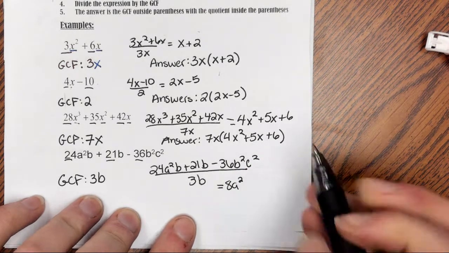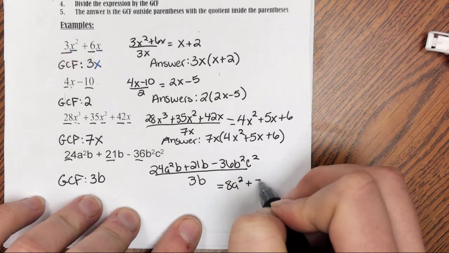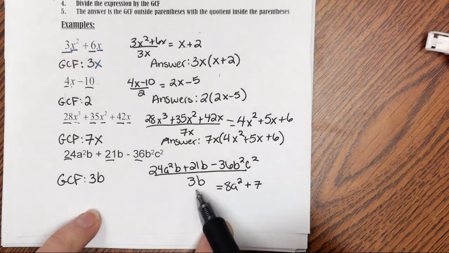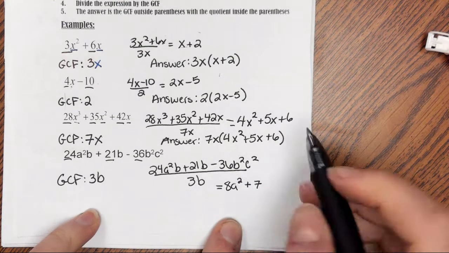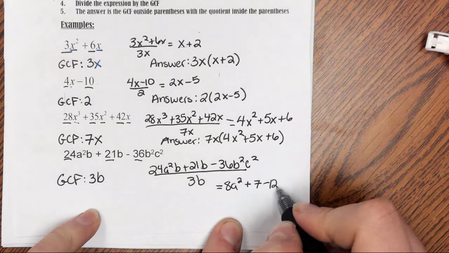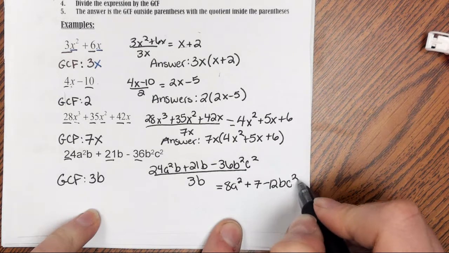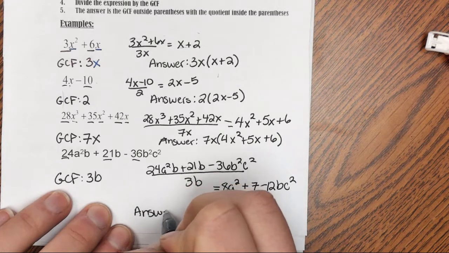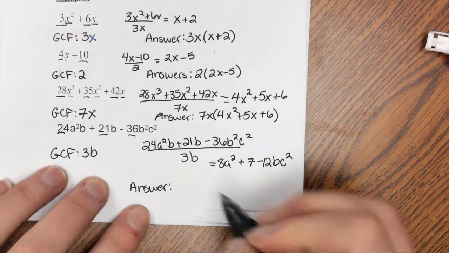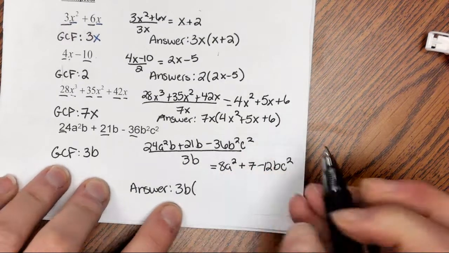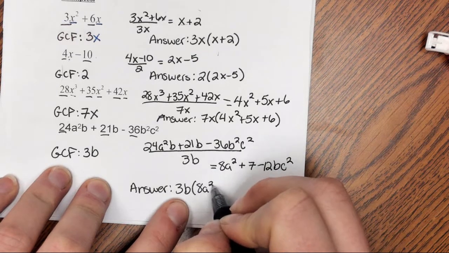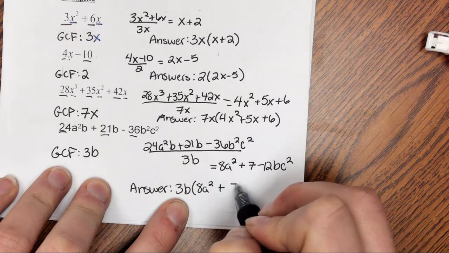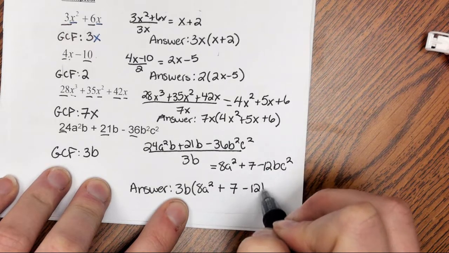21b divided by 3b is going to leave me with 7. And negative 36b squared c squared divided by 3b is going to leave me with a minus 12bc squared. So my final answer, GCF on the outside, so 3b times the quantity 8a squared plus 7 minus 12bc squared.